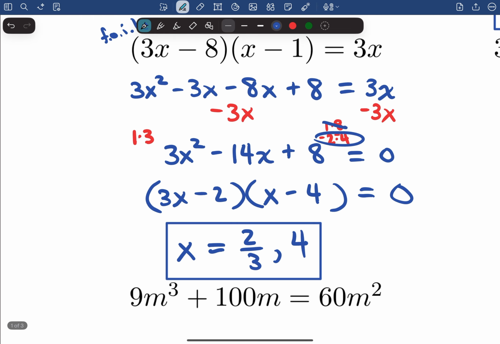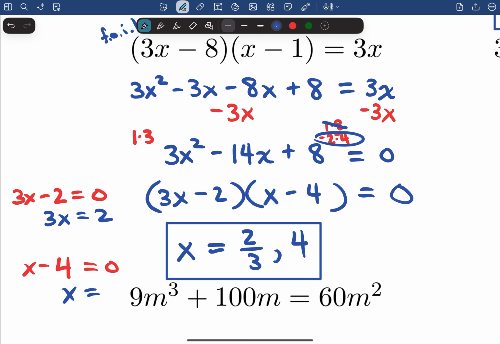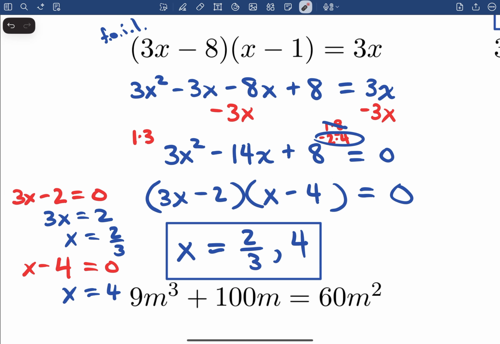Now, once again, if you ever wanted to explicitly find the solutions, you would set each piece equal to 0. So the 3x minus 2, set it equal to 0. And the x minus 4, set it equal to 0. And then solve those for x, right? So that means 3x equals 2, or x equals 4. And then x equals 2/3, because we're dividing by 3, right? So in the end, I add 2, and then I divide by 3. And so that's why I can say make this opposite, divide by this.